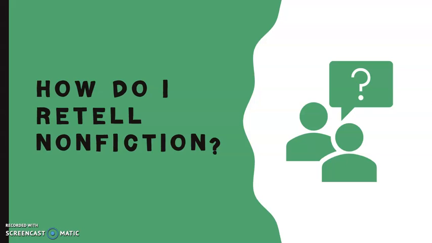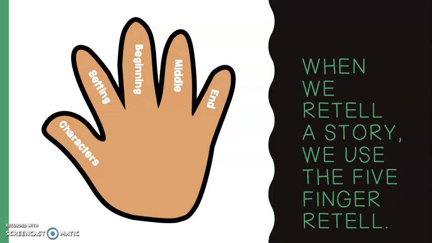Today we're going to be looking at how to retell a nonfiction text. We already know a lot about retelling. We've done it a lot. But usually when we've done it in the past, we've been retelling stories that were fictional. They were not informational. So when we have retold stories in the past, we've used the 5-finger retell. Our first finger is our characters, second finger setting, and then we have our beginning, middle, and end.